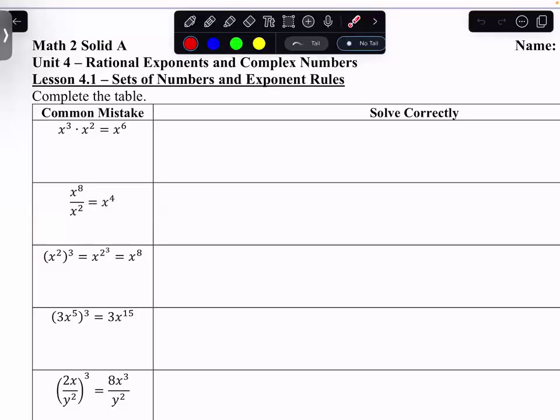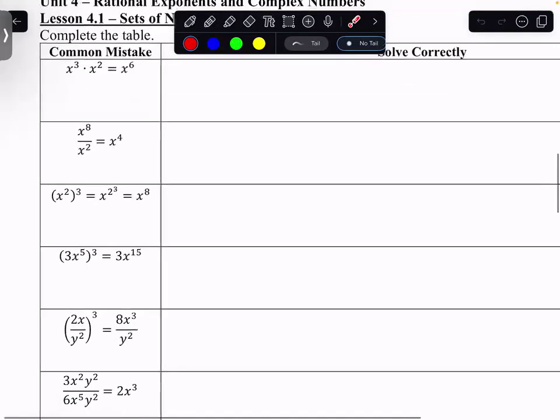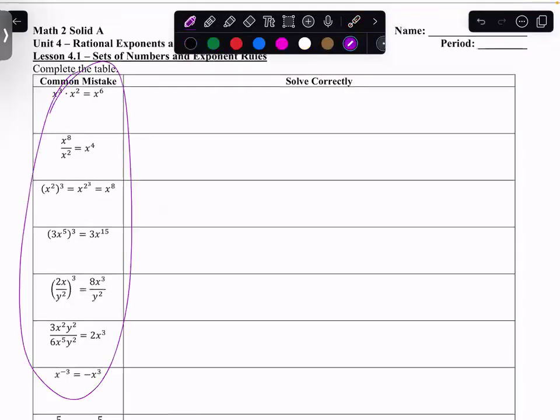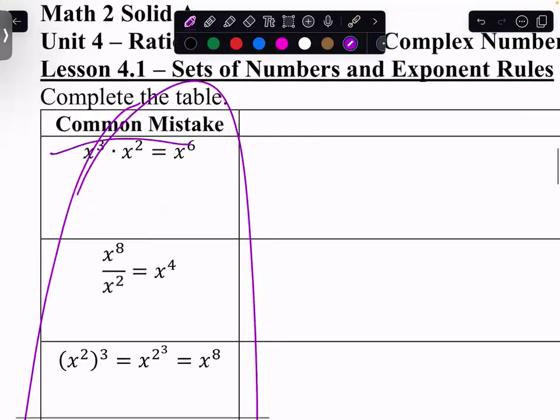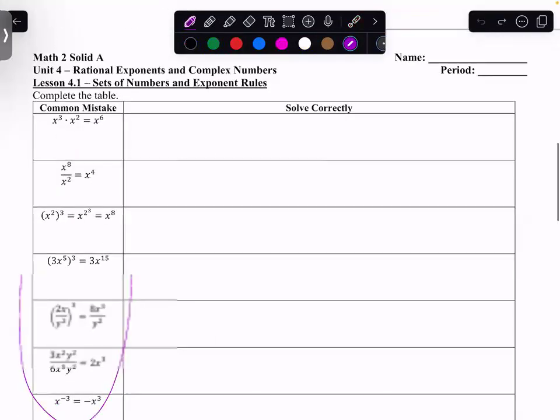Okay, so let's make sure we read this carefully. Everything on this top left section is incorrect. These are all common mistakes. Okay, so we're gonna see the correct way of doing these.